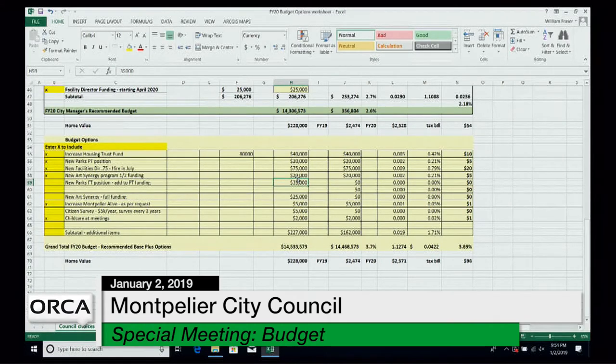So where are we at? It's $4 less. It's 3.89 instead of... When I look at the actual number, it's worth $4.